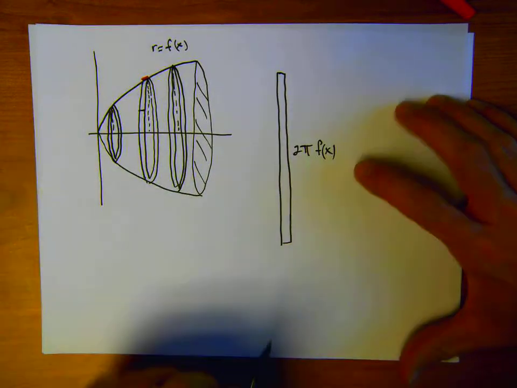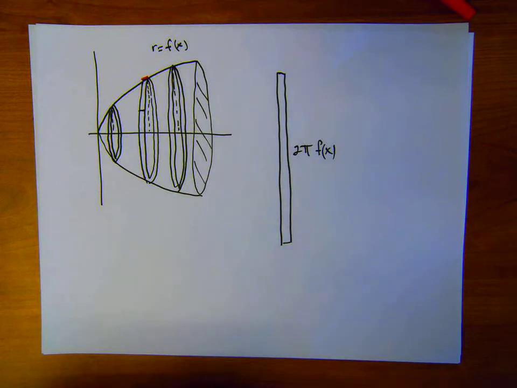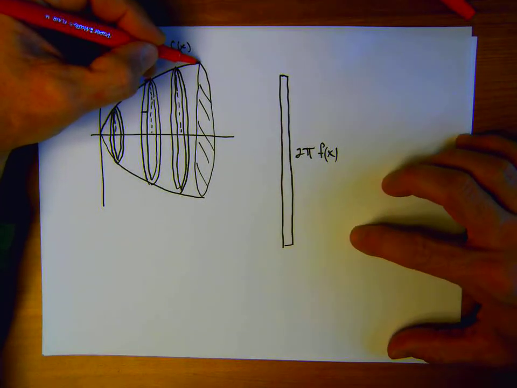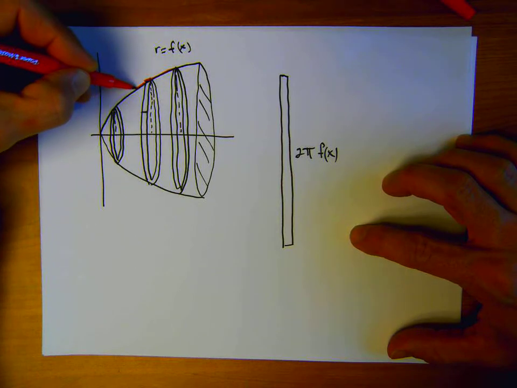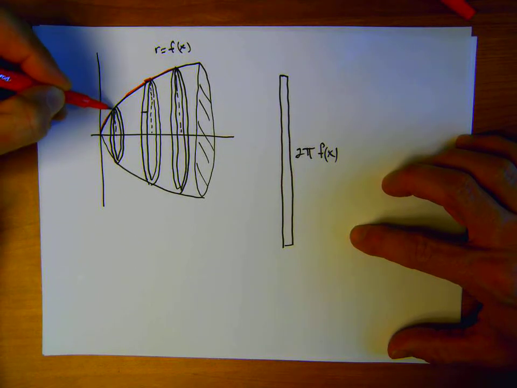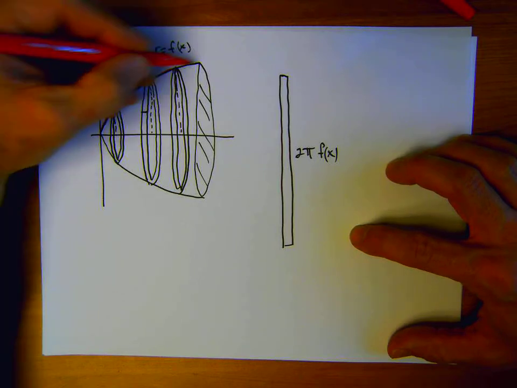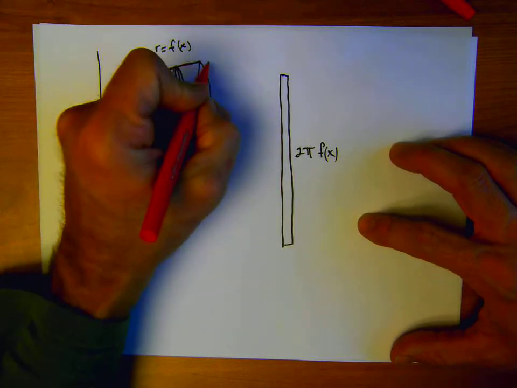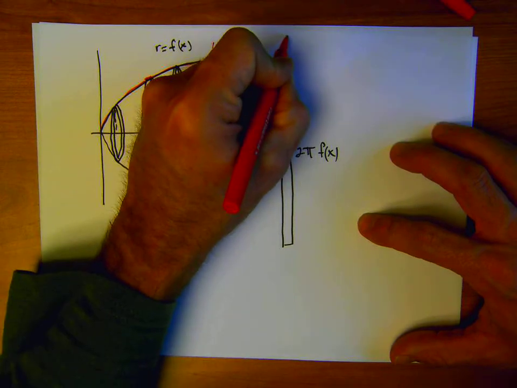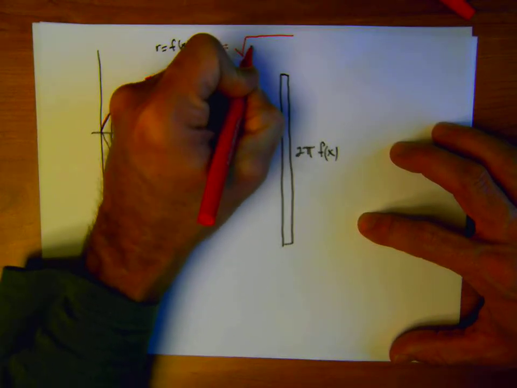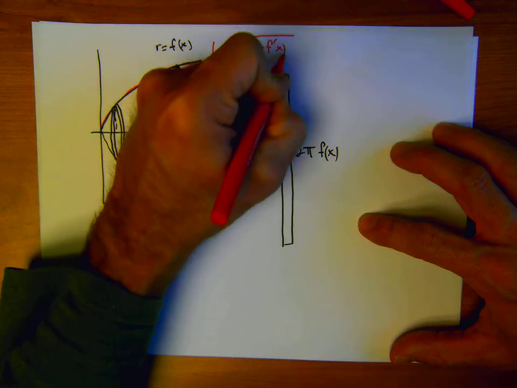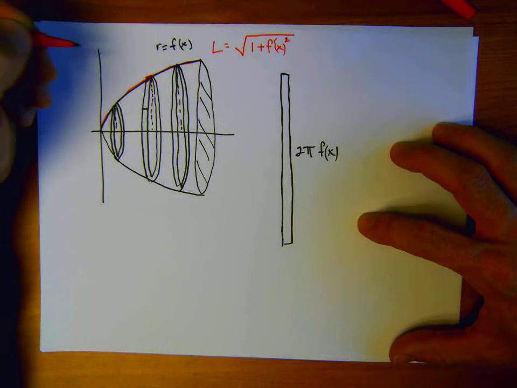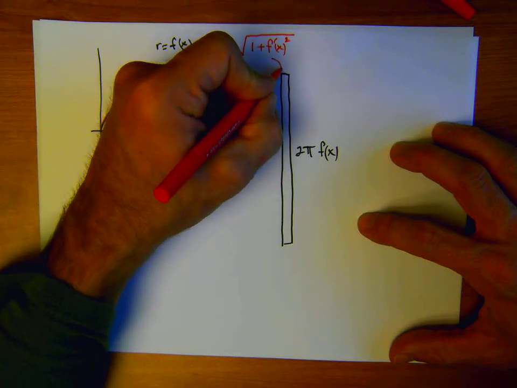Well, we just talked about arc length. This whole thing along here is the arc length we have figured out. So we know that the arc length, this whole arc length along here, we can find by taking the square root of 1 plus the derivative of the function squared. We could also do it for any little piece, that would be this length right here.